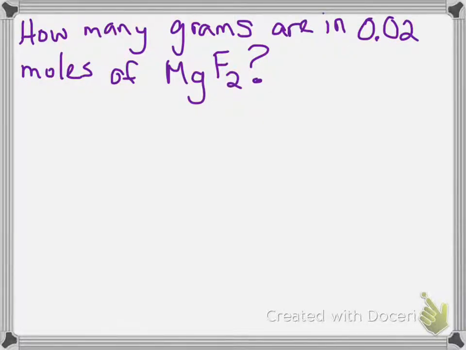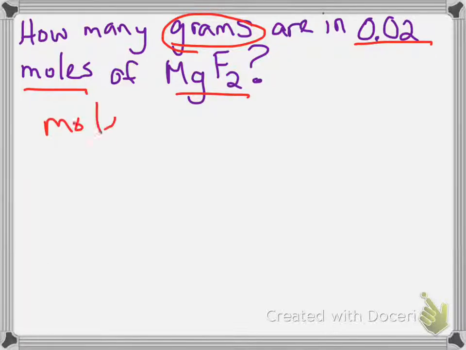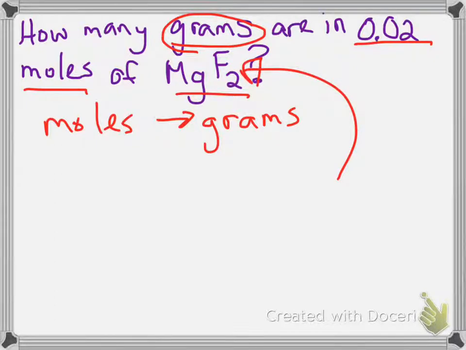So let's try a problem. How many grams are in 0.02 moles of magnesium fluoride? So our question is how many grams, that's our unknown, are in 0.02 moles of magnesium fluoride. That's our given. So we're converting from moles into grams. Well, in order to do moles into grams, we need an equivalence factor that connects moles and grams, which is molar mass. So our first step is to figure out the molar mass of magnesium fluoride.